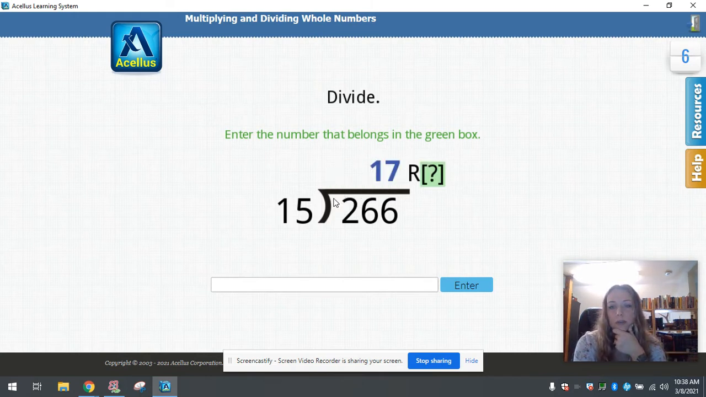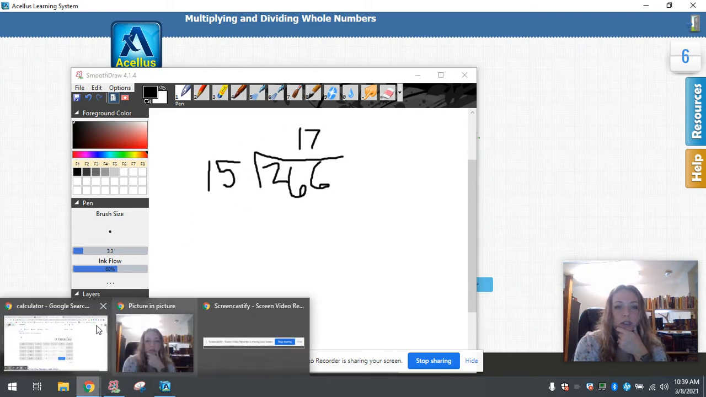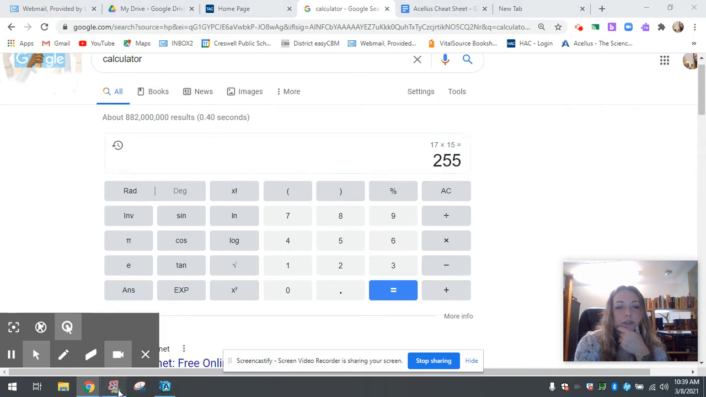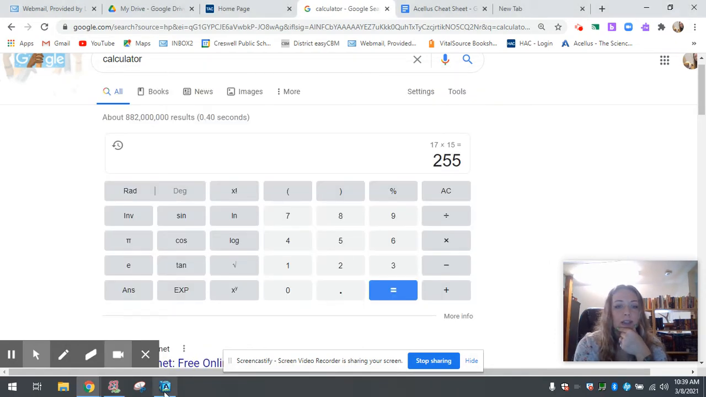And here's how you get the remainder. You're going to take this 17, multiply it by the 15, and subtract it from the 266. So let me show you 17 times 15. What does that give me? 255. Okay, and I do 266 minus 255, and that will give me 11.